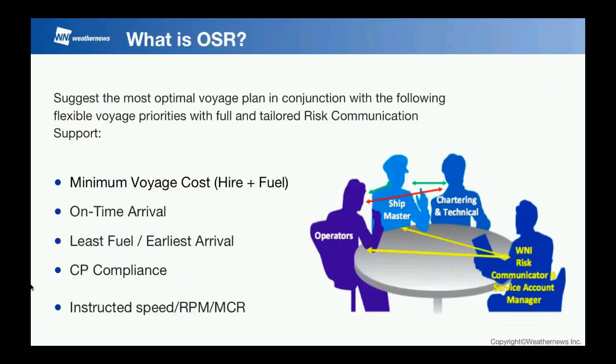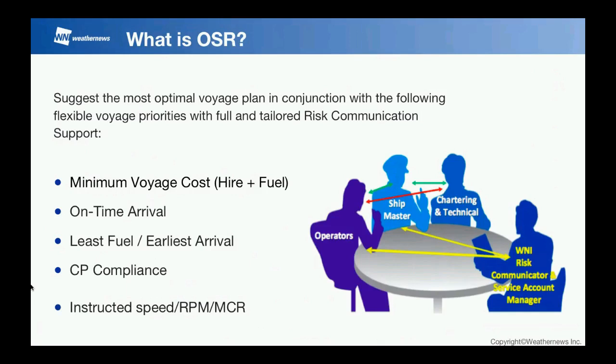So we have all of this data. We have the knowledge of how the vessel performs and how we expect to perform. We have the weather forecasting aspect. And then what we do with OSR is that we look at the commercial needs as well. So we have a number of flexible voyage priorities that we can offer. And the reason why we say flexible is because we know that the commercial needs of the voyage can often change. So as the commercial needs change, so can the voyage priority.